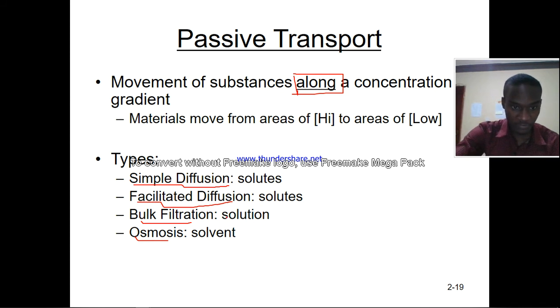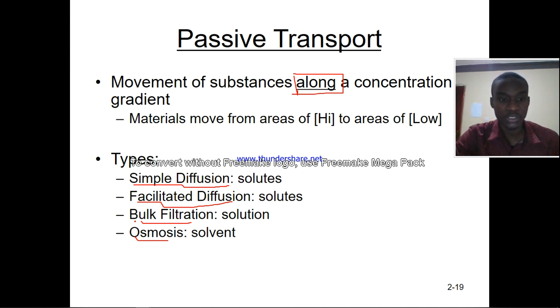Bulk filtration will apply to molecules that are in the form of solutions. So we need to transport molecules in the form of solution. Maybe they are more concentrated in the intracellular component, so we want to transport some of them to balance out their concentration between the internal and the external compartments of the cell, the surrounding environment. So they are transported to the side where we have a lower concentration, but it is in the form of solution.